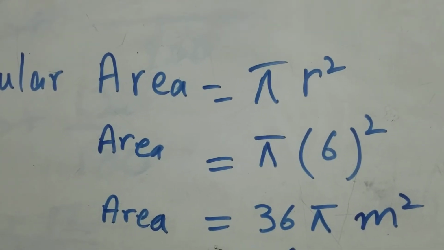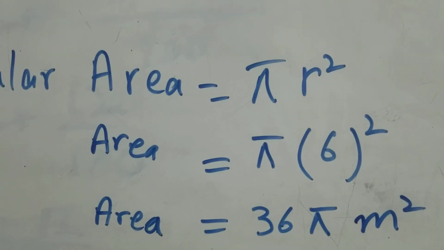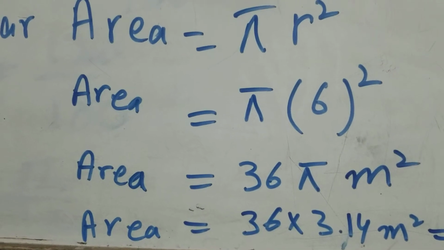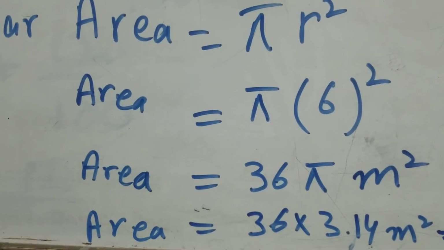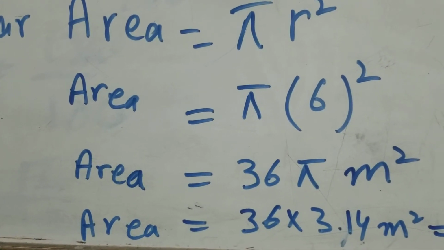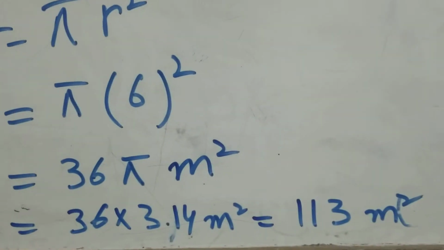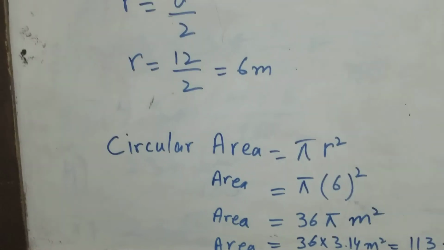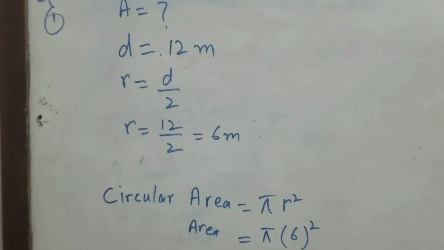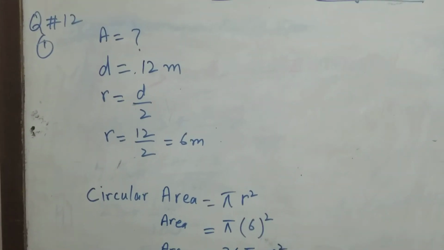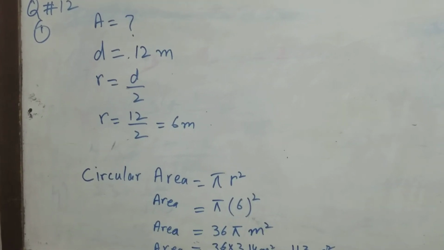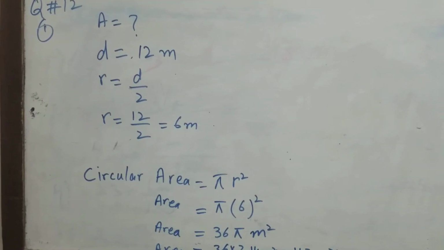Now we put the value of pi. This is 3.14. Now we multiply 36 into 3.14. The result is 113 meter square. This is the first part of question number 12. Okay class, now we are moving to part number 2.